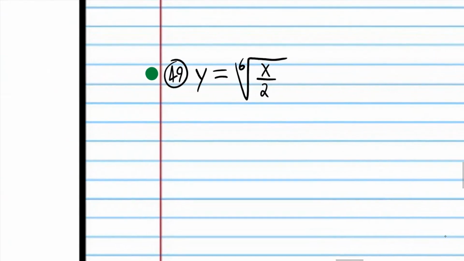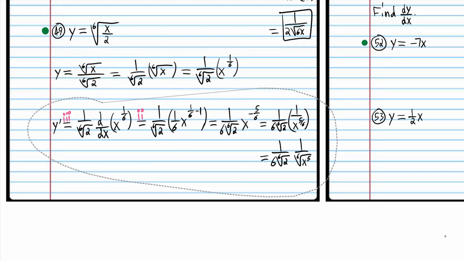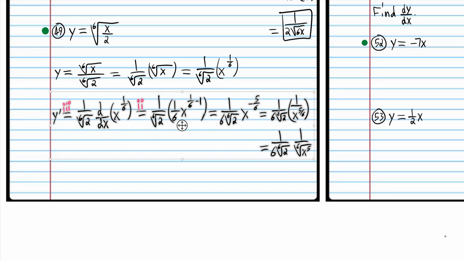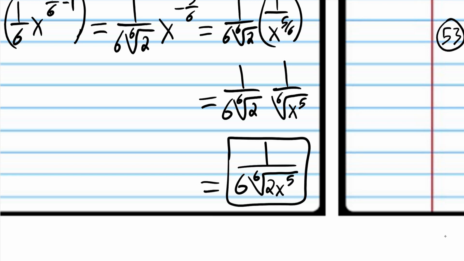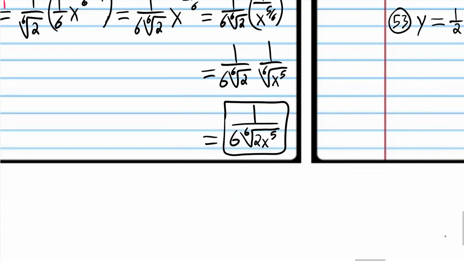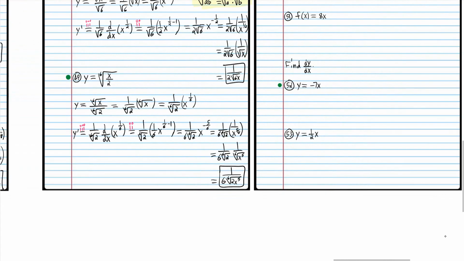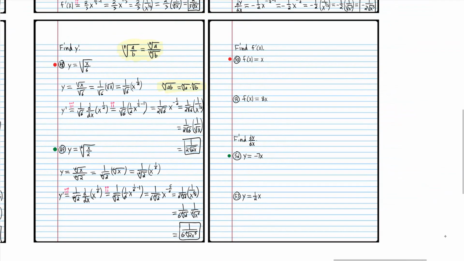Alright, we're back. But just so you know, you can combine because we have 6 roots, so you can put those together. And we get 1 over 6 times the 6th root of 2x to the 5th power. So there you go. So if you got that right, excellent.